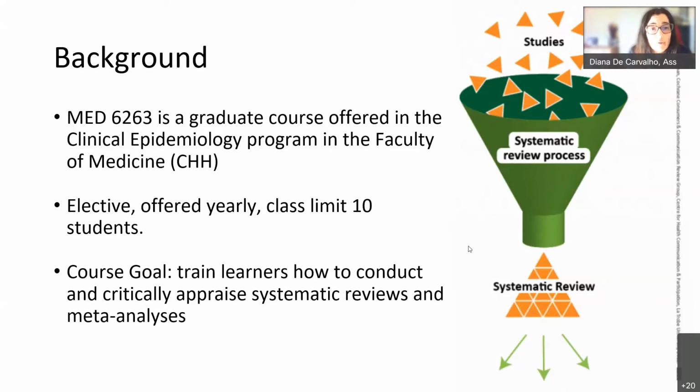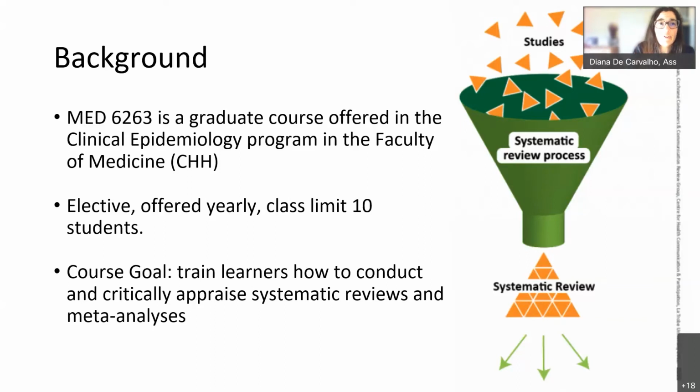It's an elective course within the program. It's usually offered yearly, although that hasn't always been the case, depending on availability. We do have a class limit of 10 students. We're actually thinking of dropping that, and there's a reason for it. It's a quite intensive, highly interactive course, and we may drop that limit just based on what we've experienced. The whole goal of the course is to train learners how to conduct and critically appraise systematic reviews and meta-analyses.